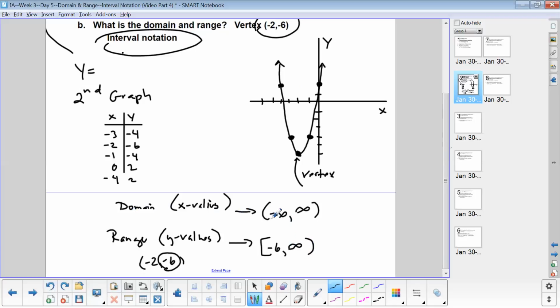So the domain, all real numbers from negative infinity to positive infinity. And the range are the y values. And it has a minimum point with -6. So -6 is going to be part of our range.